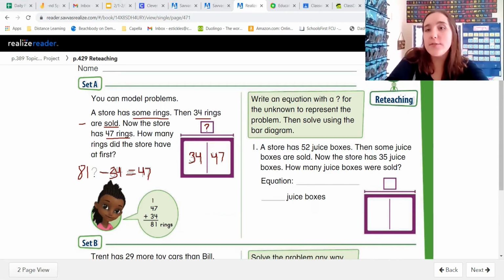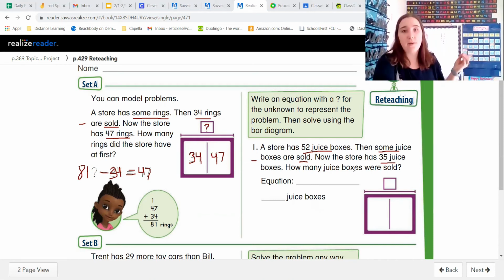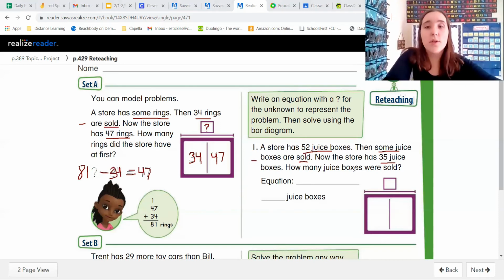A store has 52 juice boxes. Then some juice boxes are sold. Remember, that would be subtraction, right? Now the store has 35 juice boxes. How many juice boxes were sold? So we know that they start with 52, they sell some, and now they have 35 left. So let's fill out our bar diagram first. We know they start with 52. And remember, you're filling this out with me, friends. This is your work today. And then they sell some number, but that leaves them with only 35.